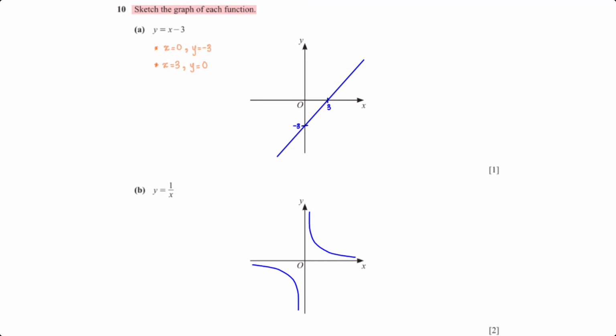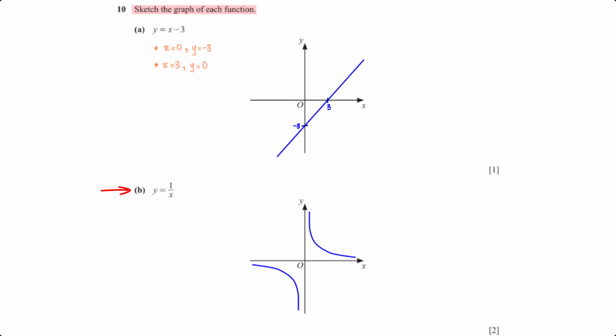Sketch the graph of each function. The first function has been given as y equals x minus 3, which is a straight line. To draw a straight line, we need to have 2 points on the line. When we plug in x equals 0 into the equation, we get y equals negative 3. So we plot 0, negative 3. When we plug in y equals 0 into the equation, we get x equals 3. So we plot 3, 0. Now we connect the points with a straight line.